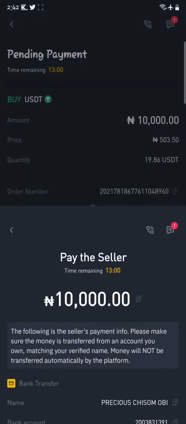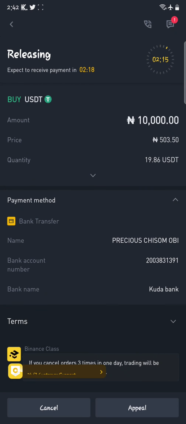So once I click on transferred and next, I would now have to wait for the seller to release the coin. So the seller will first have to confirm payment. Once he confirms that he has received the funds, then he will release the funds so that I can get my USDT into my account. So this will take roughly 2-3 minutes of wait time. So I'll just wait.